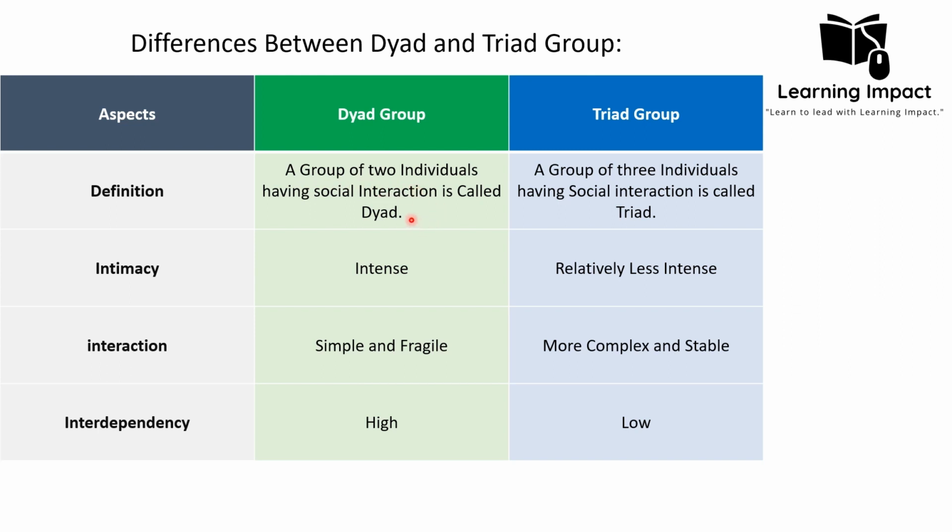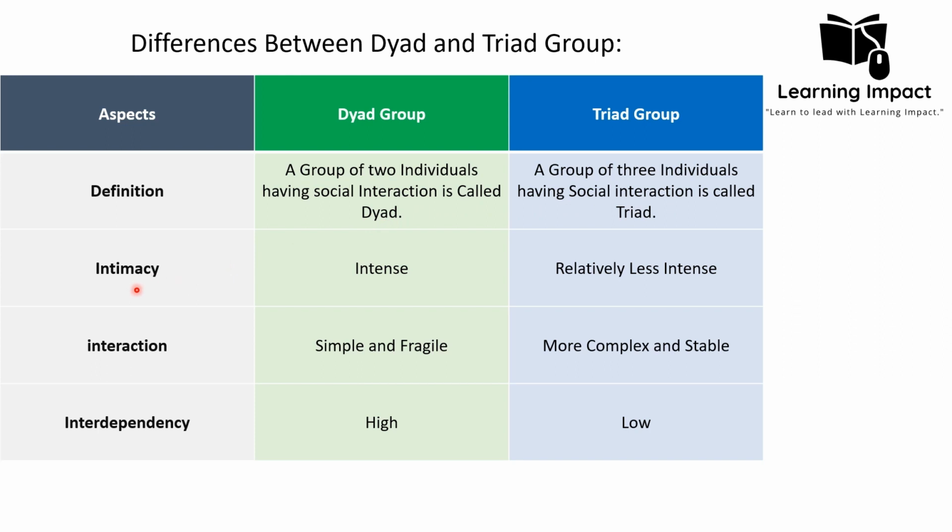So any two friends, for example, it may be two friends, it may be, for example, mentor or mentee who interact to each other. So this is the dyad group which has only two members. In case of the triad group, it is a group of three individuals or having the three members who are in social relationship to each other or who have some social interaction. Now, what are the other differences besides the number of members of the dyad and triad group?